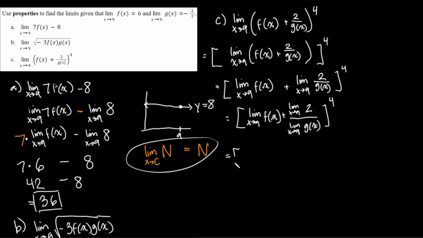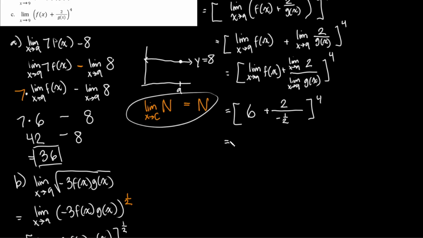And so that is equal to the limit, actually let's just plug it in. So the limit as x goes to 9 of f of x is 6 plus, well, the limit as x goes to 9 of 2, if we follow this, it's just 2. And then the limit as x goes to 9 of g of x is negative 1/2, to the 4th power. And so now it's just some arithmetic. 2 divided by negative 1/2. If you really need to, you can rewrite this as the reciprocal of this. So it's negative 2 to the 4th power.